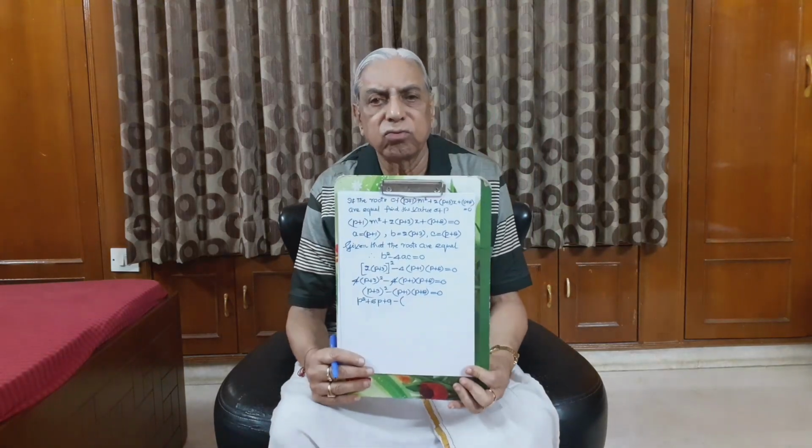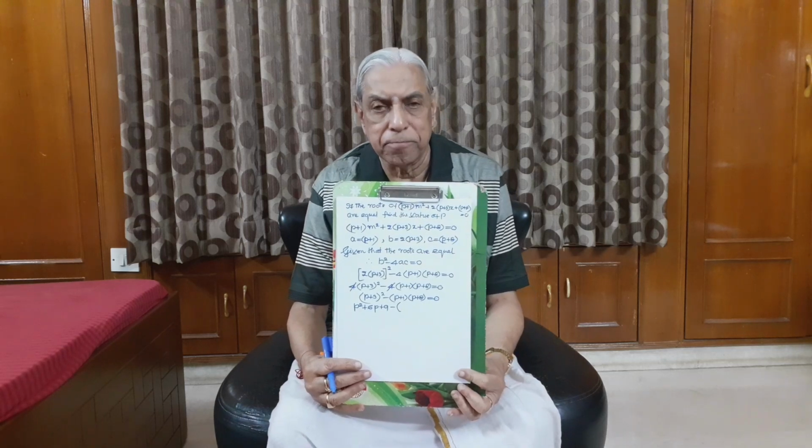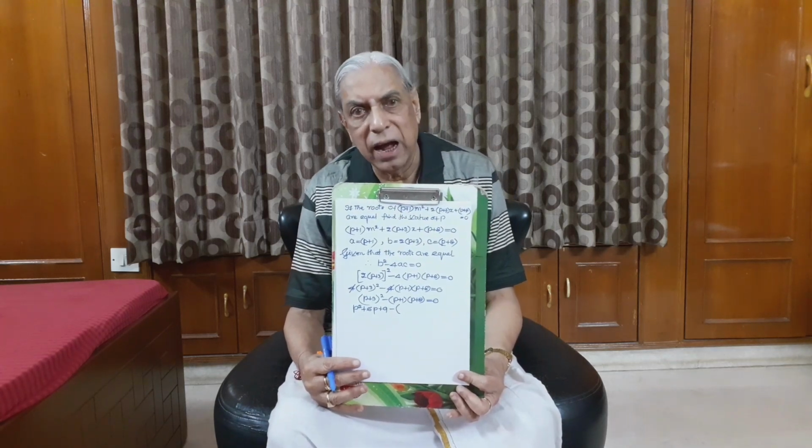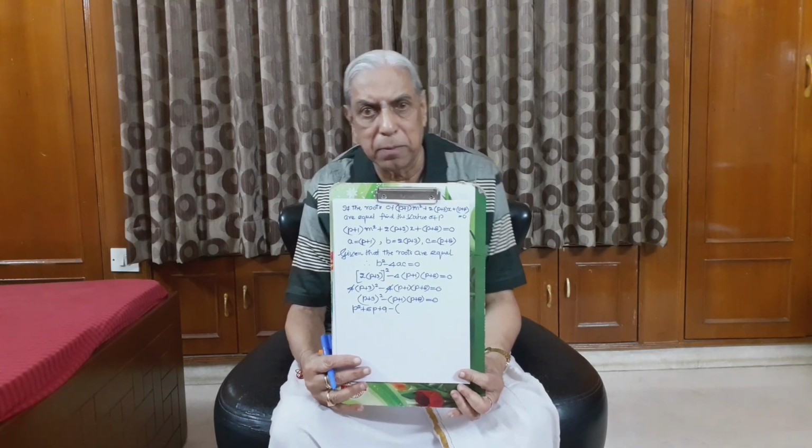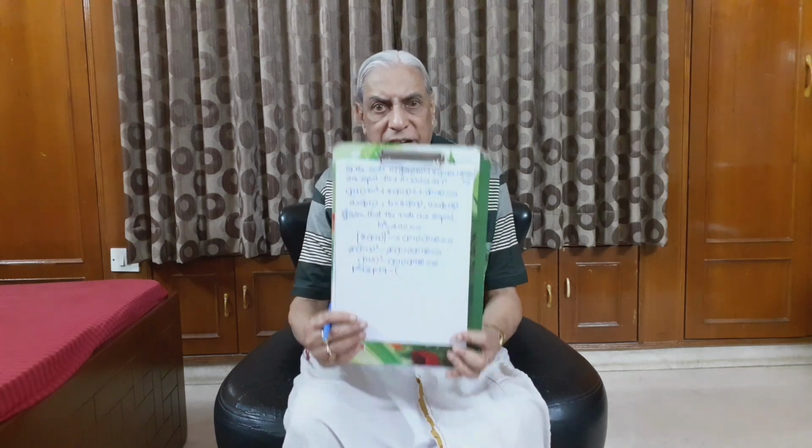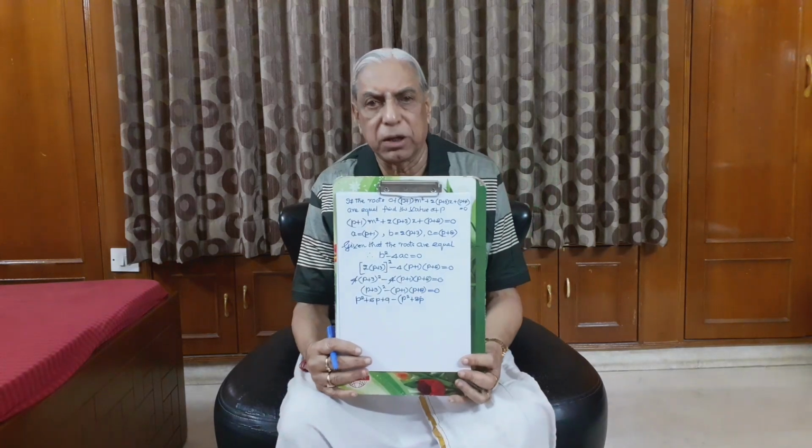Minus of p plus 1 into p plus 8. You have to multiply, first with p and then with 1. Multiply p with p plus 8. What is p into p plus 8? p into p is p square, plus p into 8 is 8p. So I have multiplied p with p plus 8.